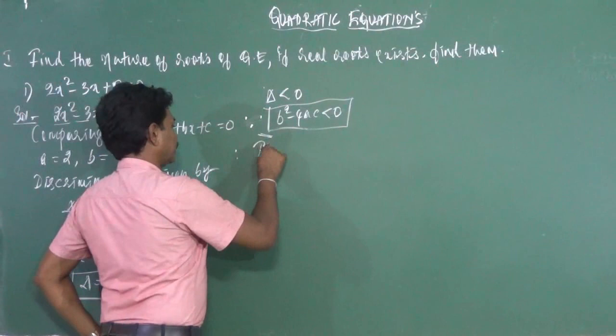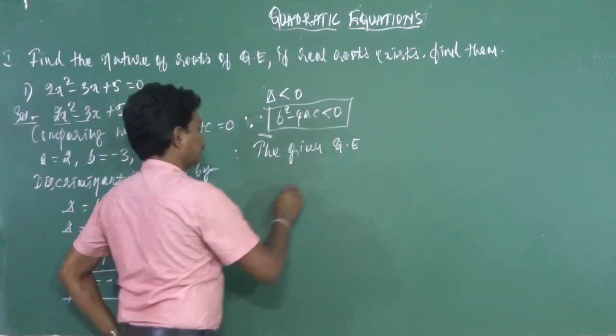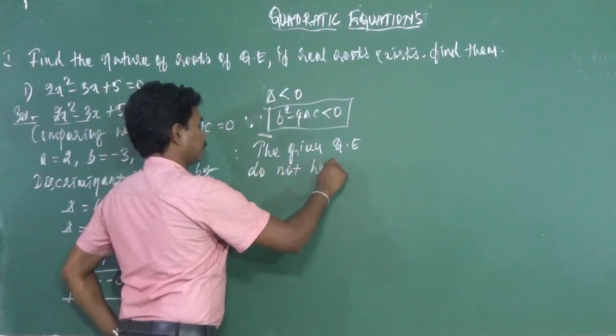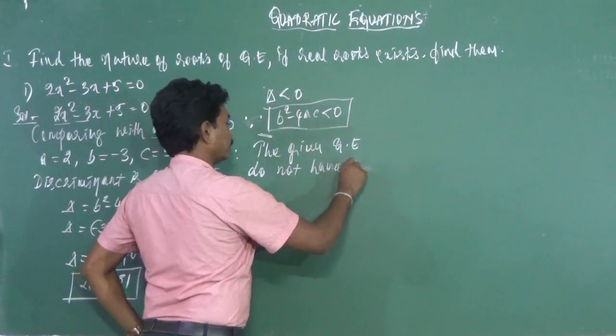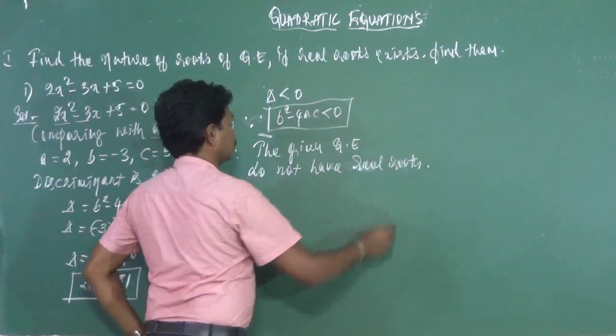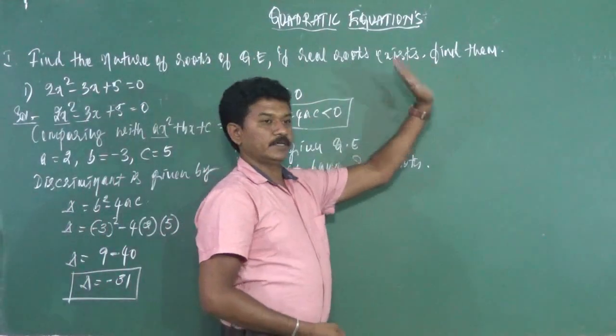Therefore, the given quadratic equation does not have real roots. So now as they do not have real roots, there is no need to find out the roots, right?